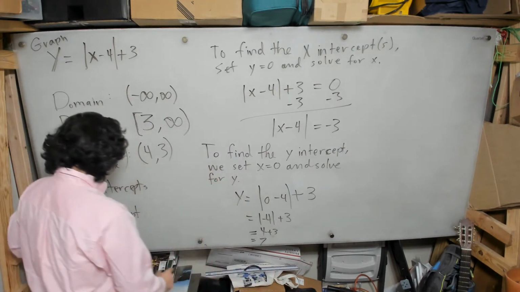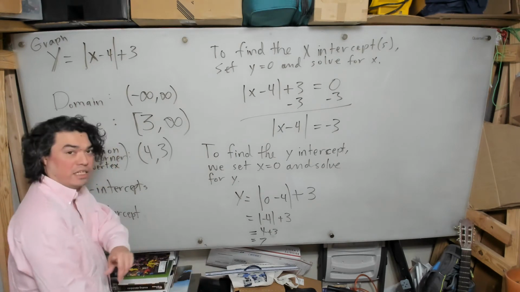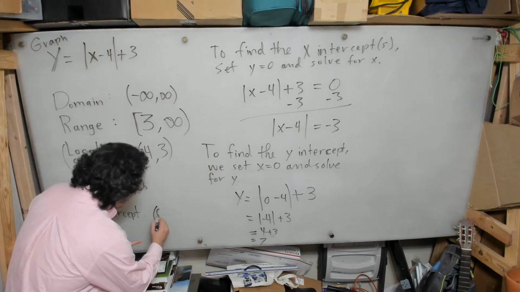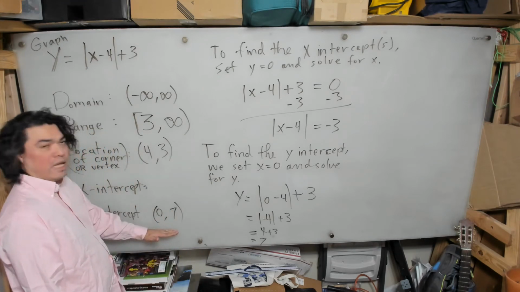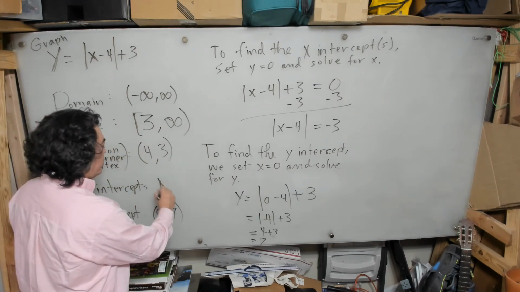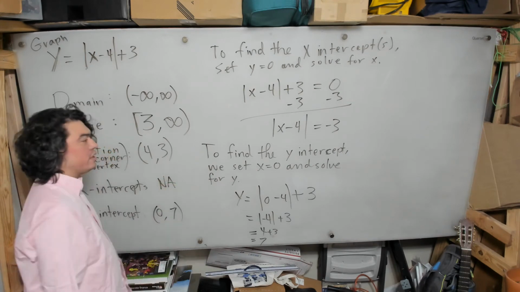So the y-intercept here, what's the x value? 0. And what's the y value? 7. Okay? And that's my y-intercept. The x-intercepts are not applicable in this case because they don't exist.